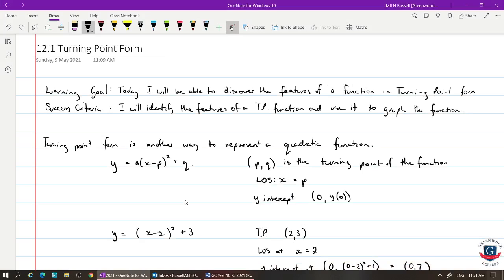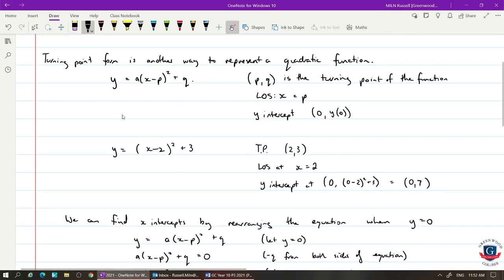Hi everybody, today we're going to have a look at turning point form. It's the third of the forms that we've been looking at. We've already looked at standard form and factored form. So the features of a turning point form and what it looks like, well, here's the equation.